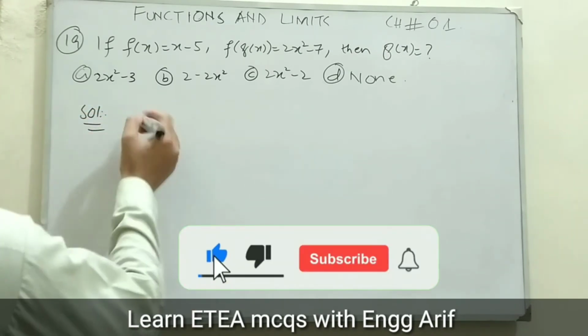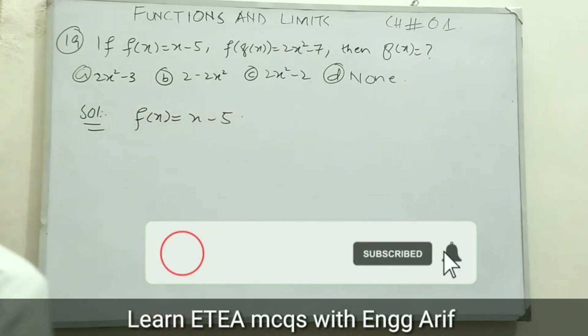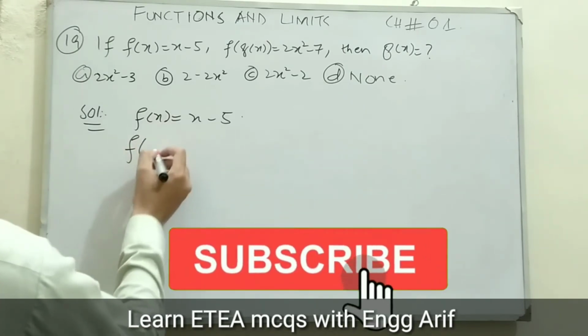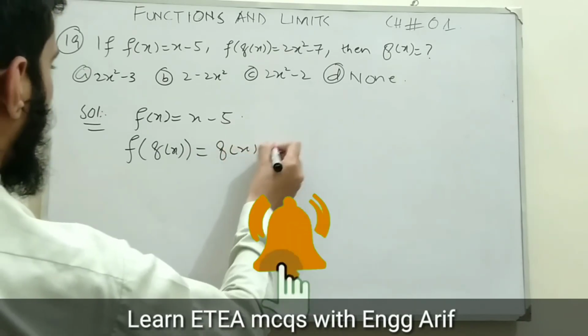Let's suppose we have a function f of x is equal to x minus 5. So replace x with respect to g of x. So let's suppose x is replaced with g of x, so in the whole equation it becomes g of x minus 5.